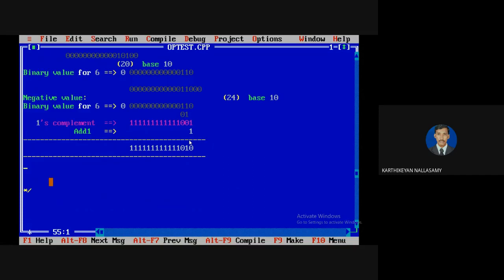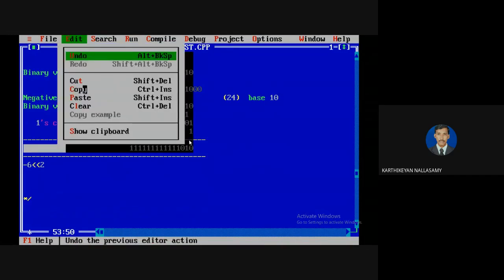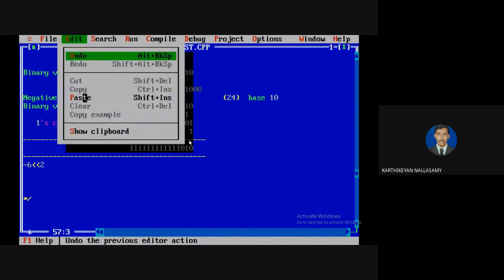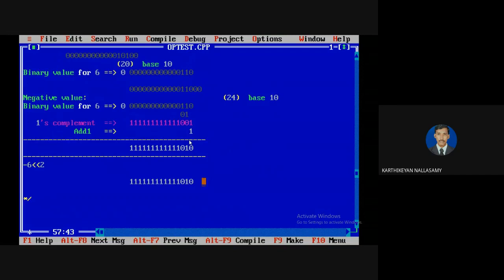If I'm saying -6 left shifted by 2, I need to add 2 zeros at the right end. So this is my value. I need to add 2 zeros at the right end and remove the 2 bits at the left end. So I'm going to remove this. So now the value is a negative number.